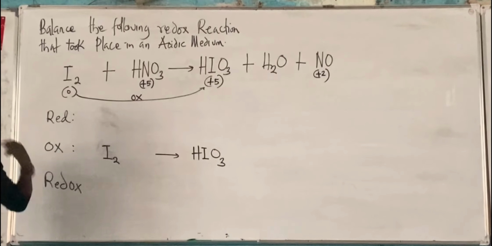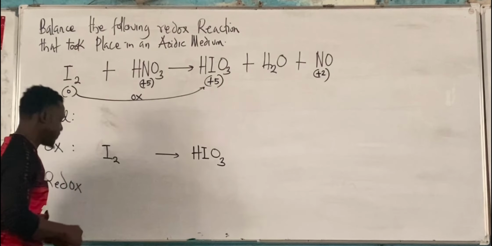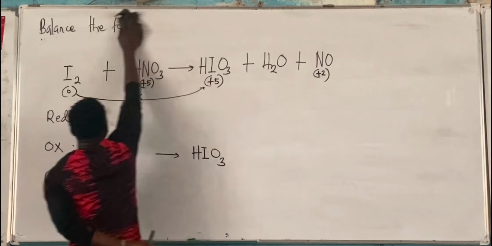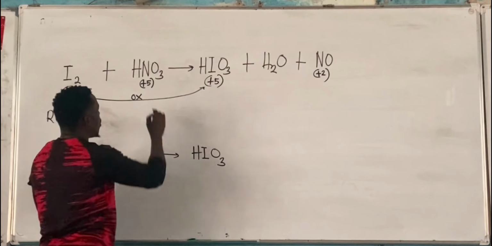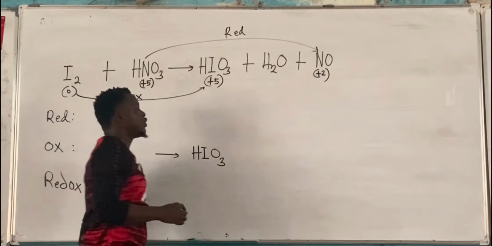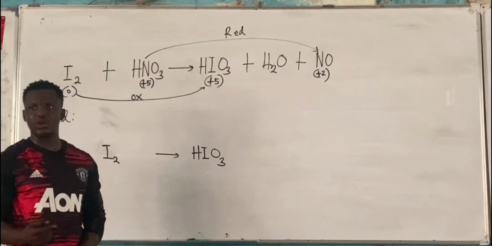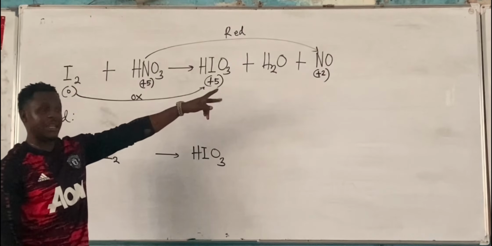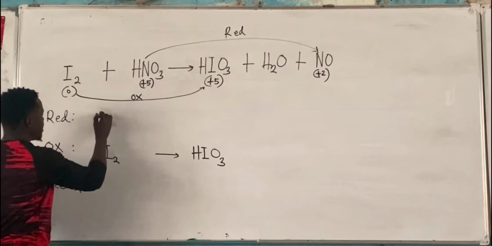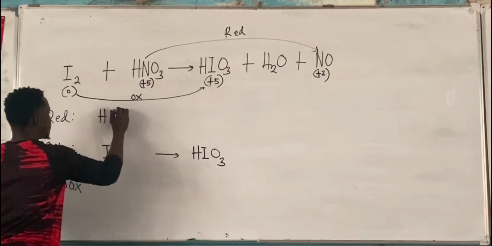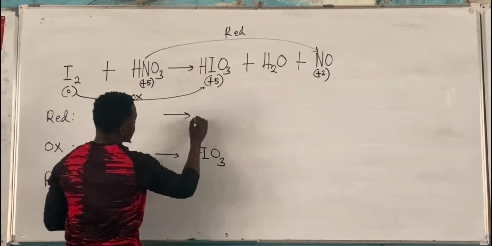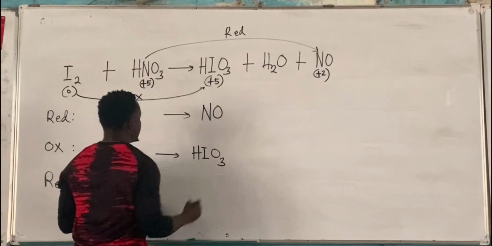Now, nitrogen moved from +5 to this guy. A decrease in oxidation number is reduction. Something initially was 5. Now, finally, it's 2. That means there is a decrease in oxidation number. And this becomes, come there and say H NO3, give me NO.